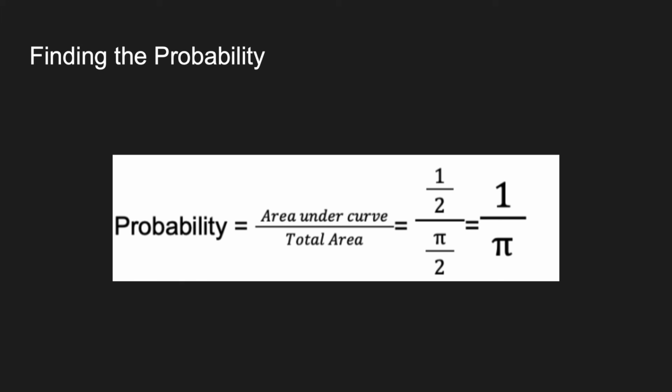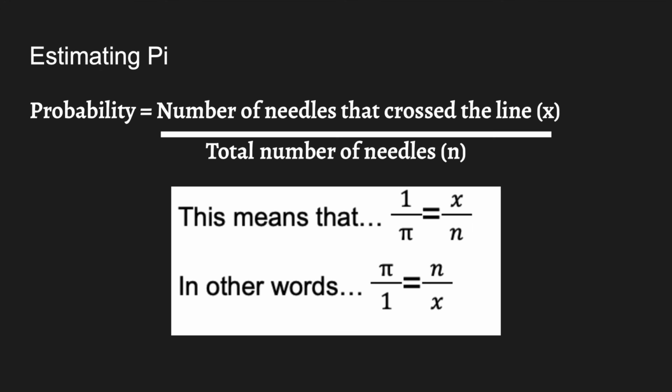The final step will be to add the values found into the probability equation. So you'll put the area under the curve, which is equal to 1 over 2, and you'll divide that by the total area of the graph, which is equal to pi over 2. And you'll end up with a probability equaling 1 over pi.